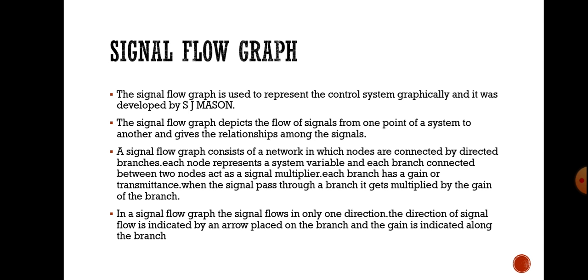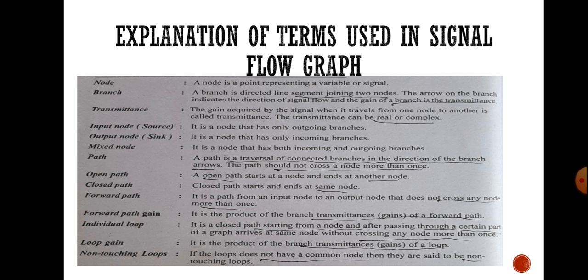Next is the explanation of terms used in the signal flow graph. Various terms such as node, branch, transmittance, input node, output node, mixed node, path, open path, closed path, forward path, individual loop, loop gain, non-touching loops, etc. are the terms used in the signal flow graph. First of all, what is a node? A node is a point representing the variable or signal.